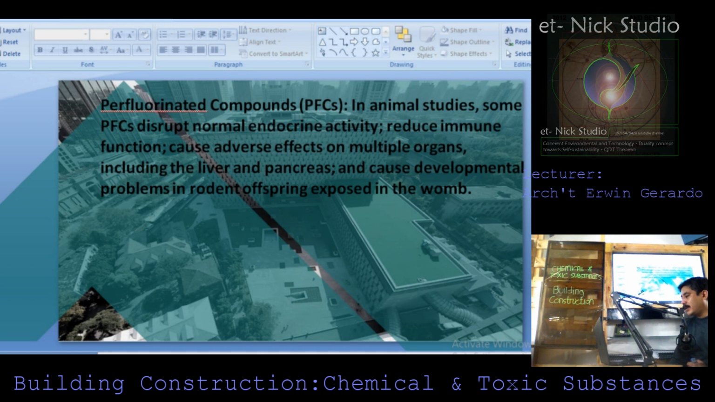Perfluorinated compound, known as PFCs. In animal studies, some PFCs disrupt normal endocrine activity, reduce immune function, cause adverse effects on multiple organs, including the liver and pancreas, and cause developmental problems in rodent offspring exposed in the womb.